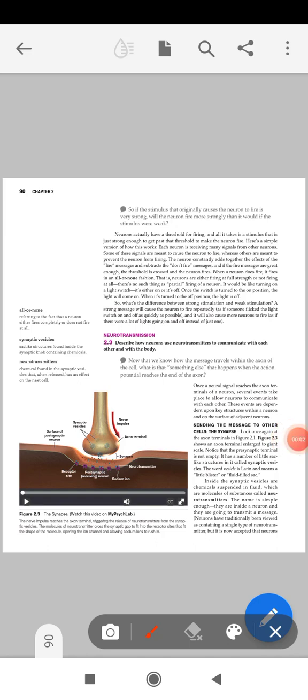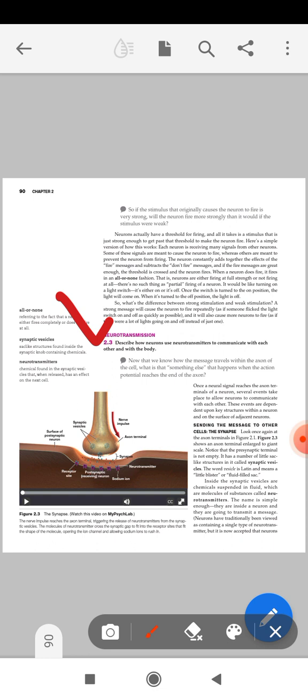Again, the next topic is neurotransmission. Neurotransmission means transfer of action potential from one neuron to another neuron, or from one cell to another cell. That will be better and comprehensive also.